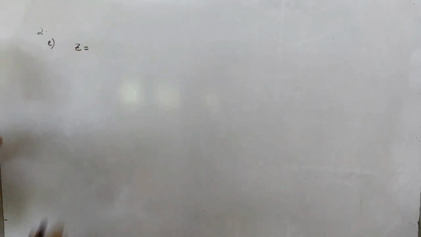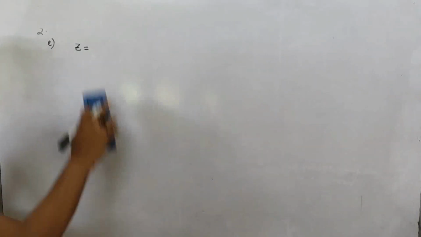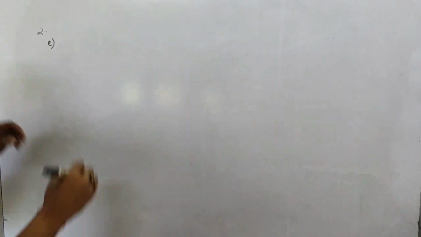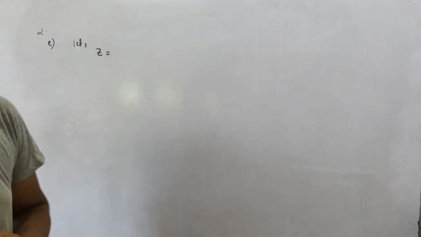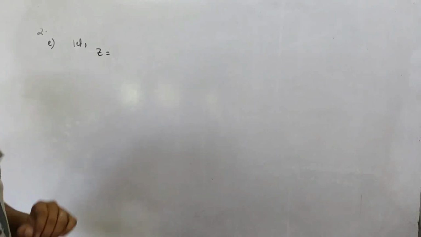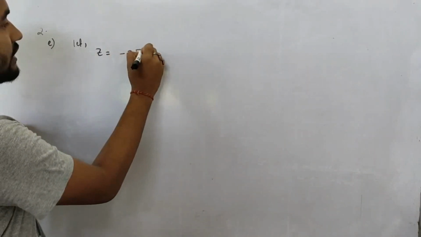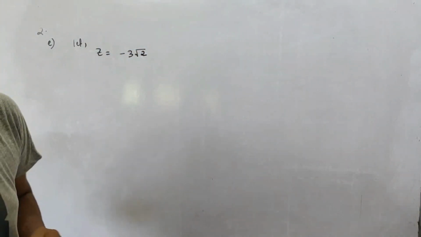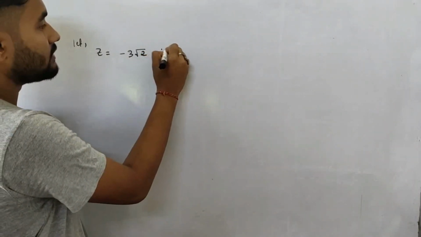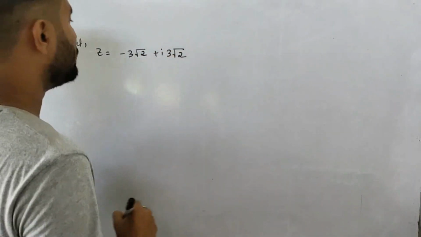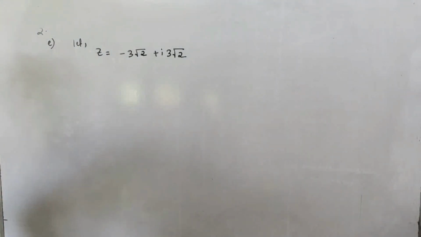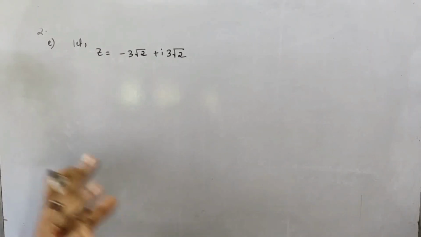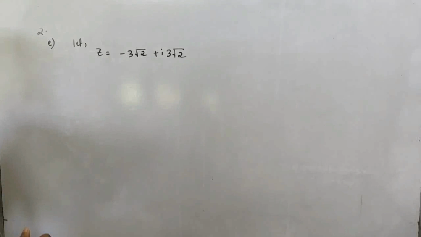What is Z? Let Z be equal to minus 3 root 2 plus i 3 root 2. So Z equals minus 3 root 2 plus i 3 root 2. I have to find what? R and theta, because polar form is R and theta form, right? So at first I need R and theta.